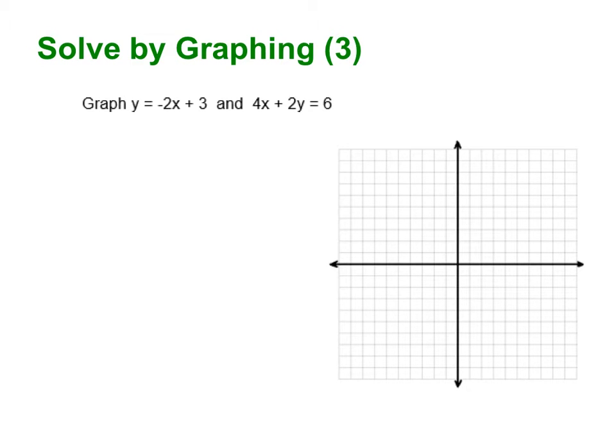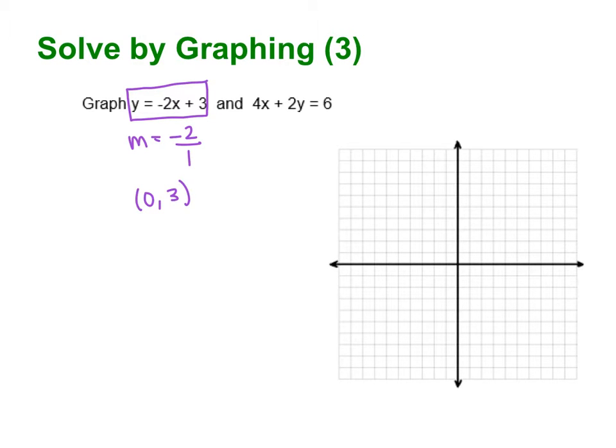So we're solving by graphing again. We're going to graph both equations. This first one is solved for y, so that's slope-intercept form. Our slope is that -2 in front of the x, put it over a 1, and our y-intercept is that 3, so it's that ordered pair 0, 3.